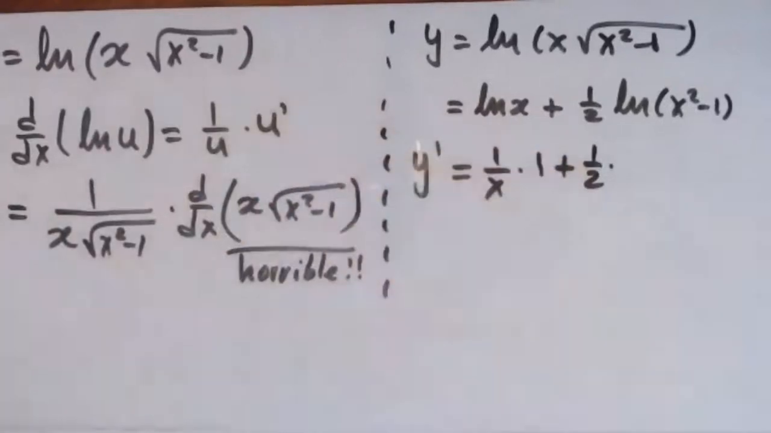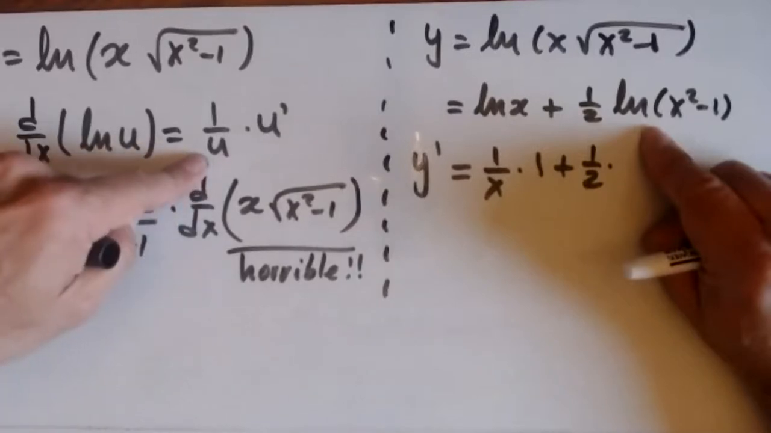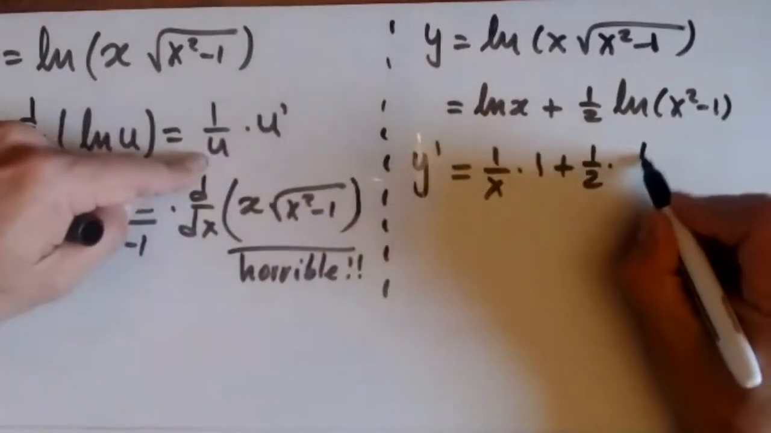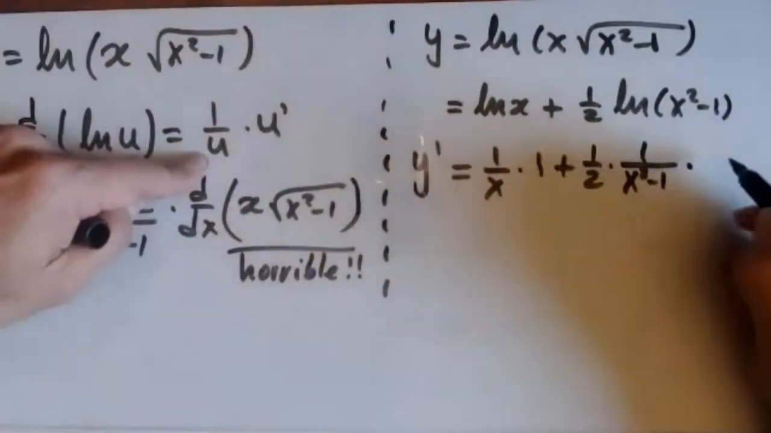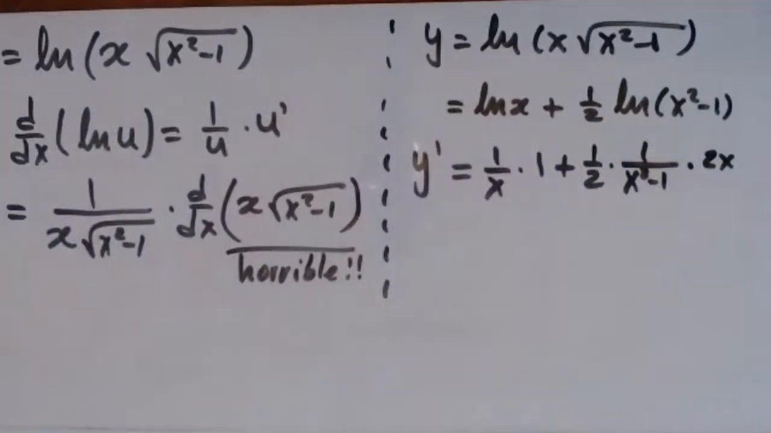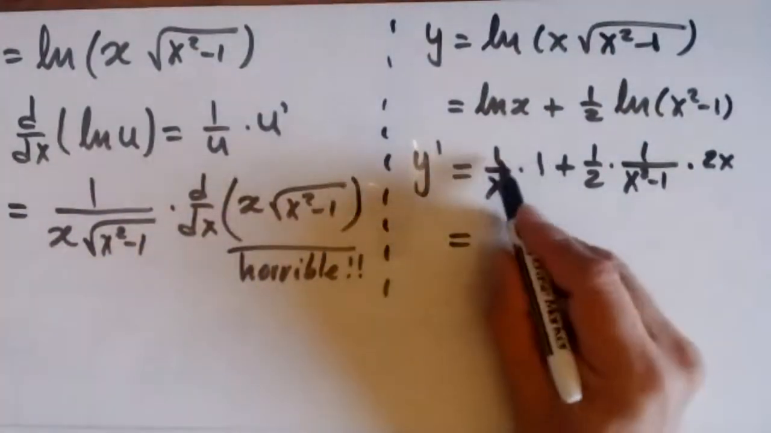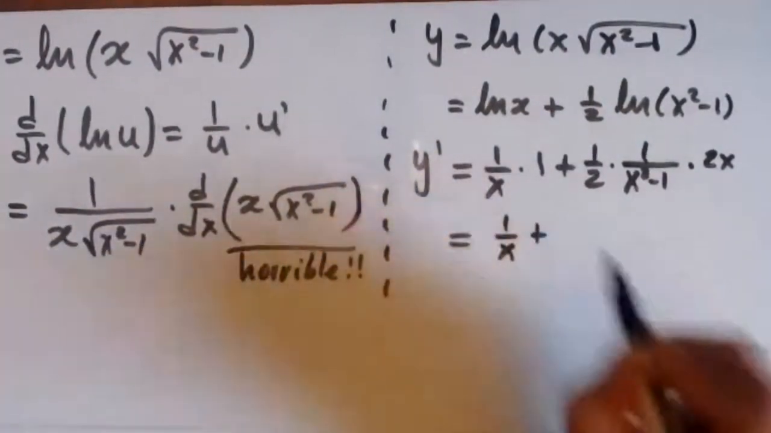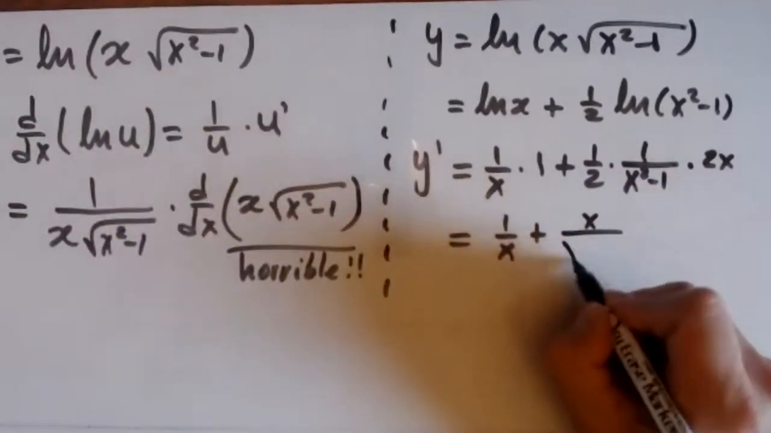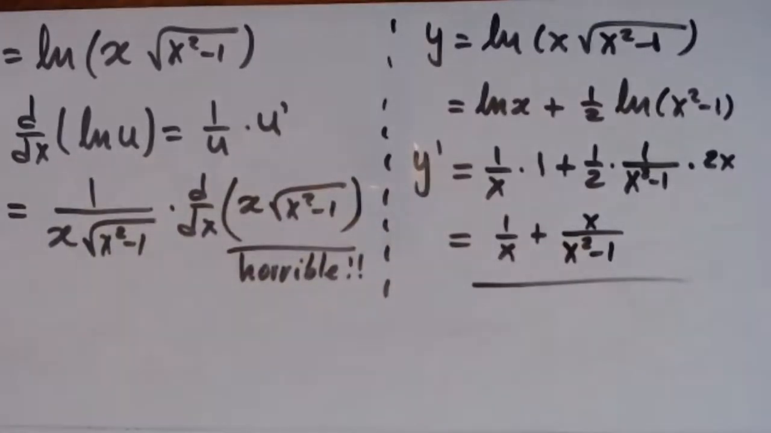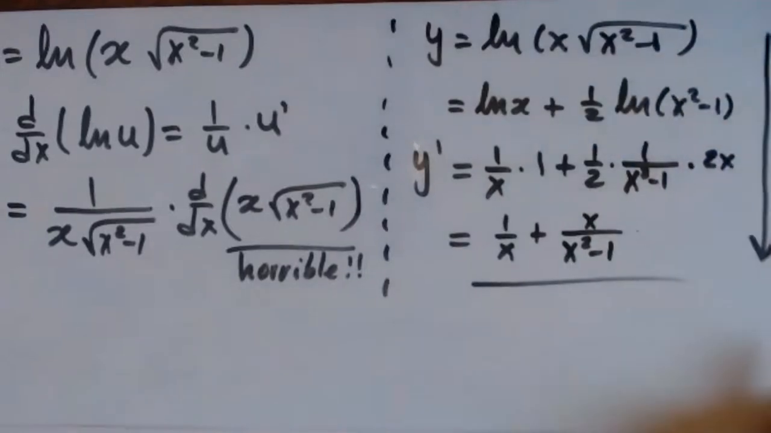Plus 1/2, the constant is out of the derivative. Now I have to take the derivative of this, so I use the formula: the reciprocal of the expression, 1 over x squared minus 1, times the derivative of x squared minus 1. Oh, that's easy, it's 2x. So writing this, 1 over x times 1 is 1 over x, plus these two cancel out, and this expression is going to be x over x squared minus 1. That's my answer.